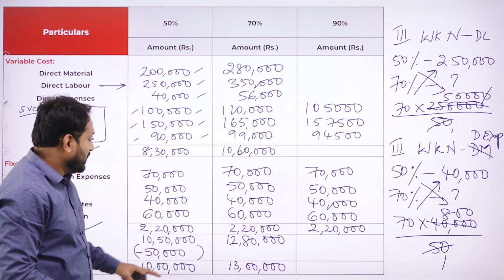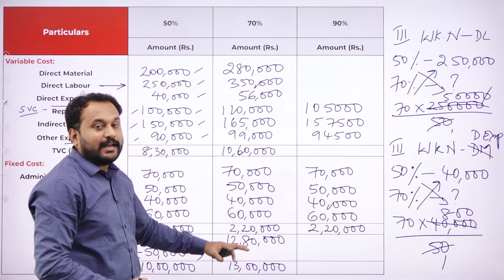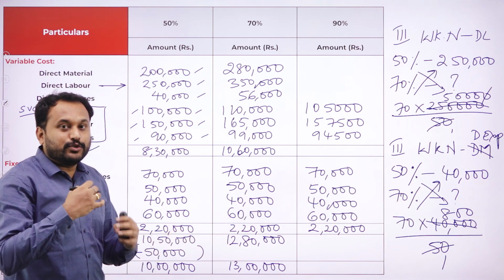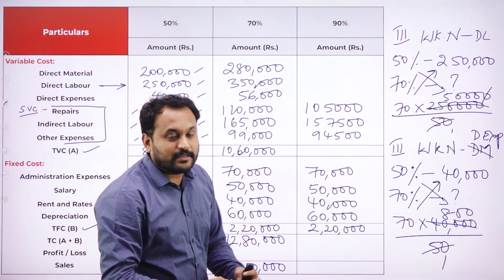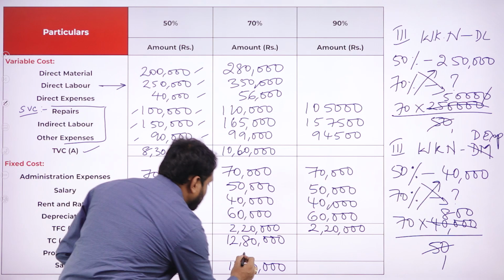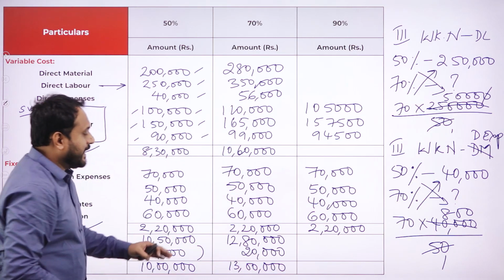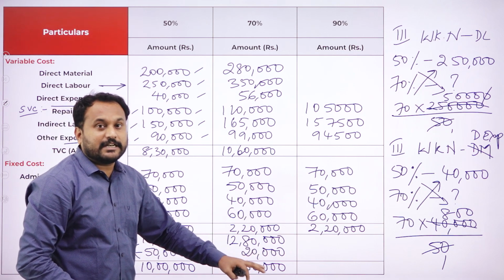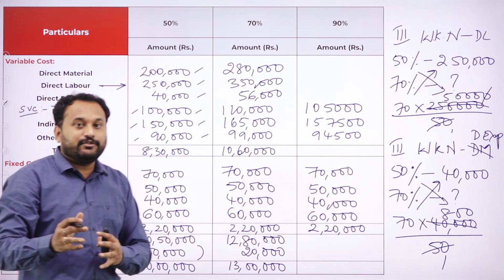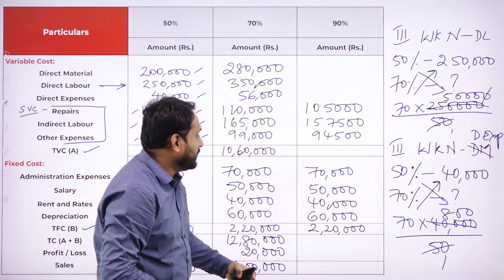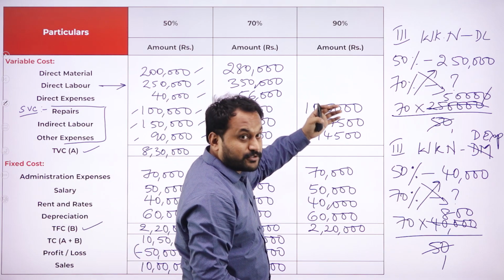So sales is more, and total cost is how much? 12,80,000. That means you are incurring profit of how much? 20,000. 20,000 is the profit. Now you don't need to put it in the bracket, because that is what will give you a picture that you have made a profit. The same way here also we are supposed to do.